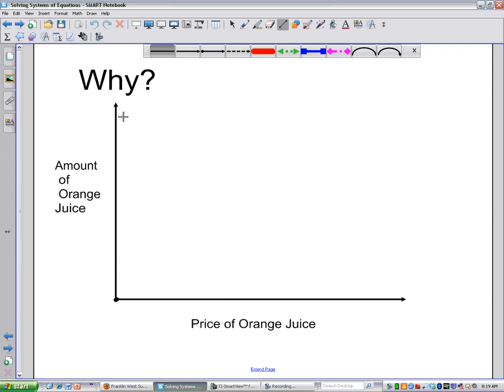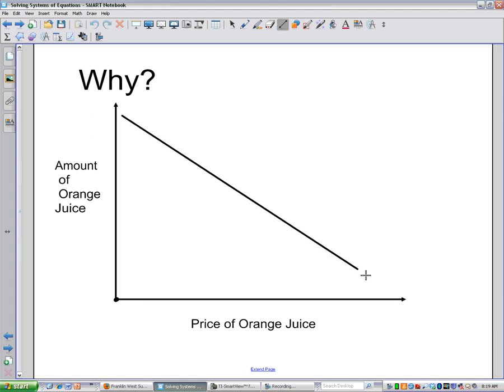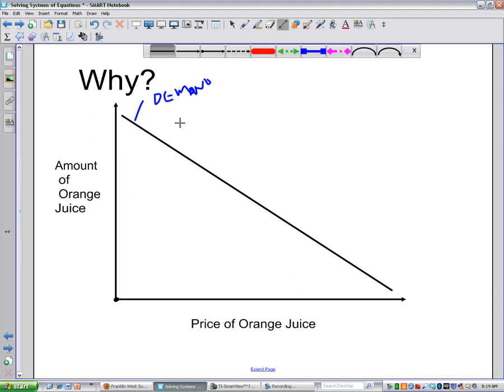So generally speaking, we might draw a line that looks like this, and we would call that line the demand for orange juice. Okay, and generally speaking, with most products, as the price goes up, the amount that people want goes down.